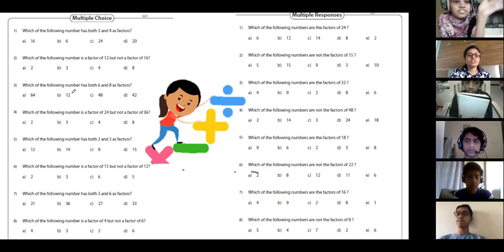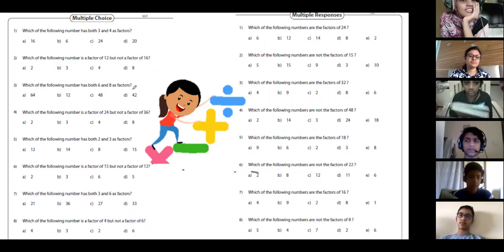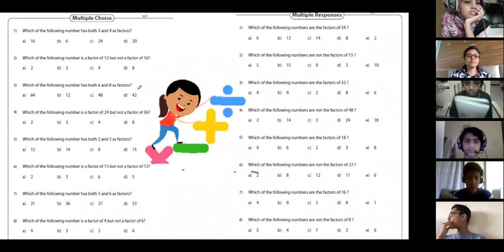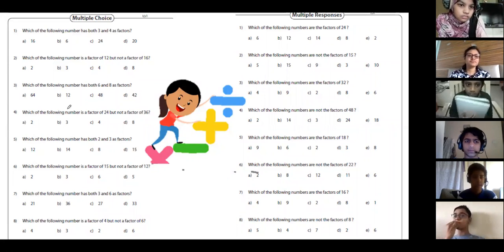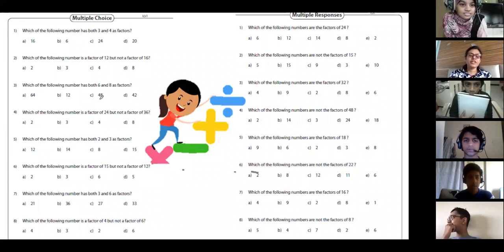Give me the answer for the next question. Which of the following numbers has 6 and 8 as factors? Think about it. 4, 6 and 8. Humaira? Yes, ma'am. 48. Yes, 48 is the correct answer because 6 and 8 both come in 48.